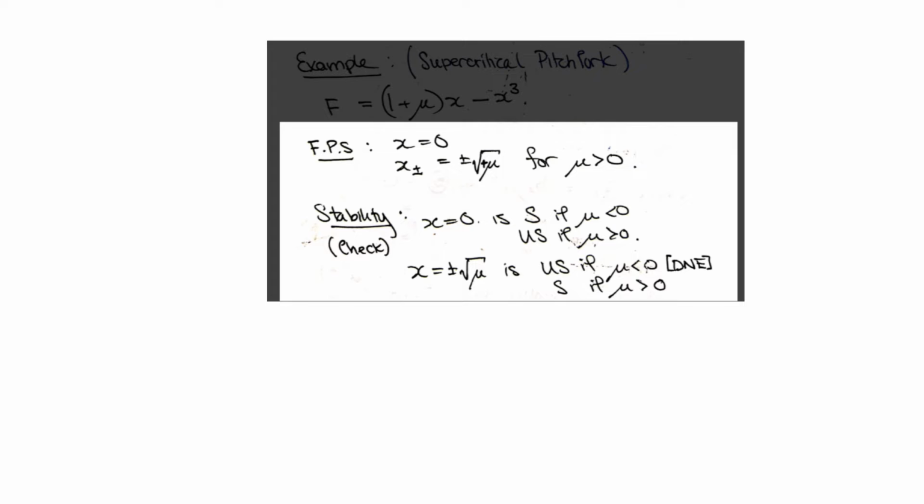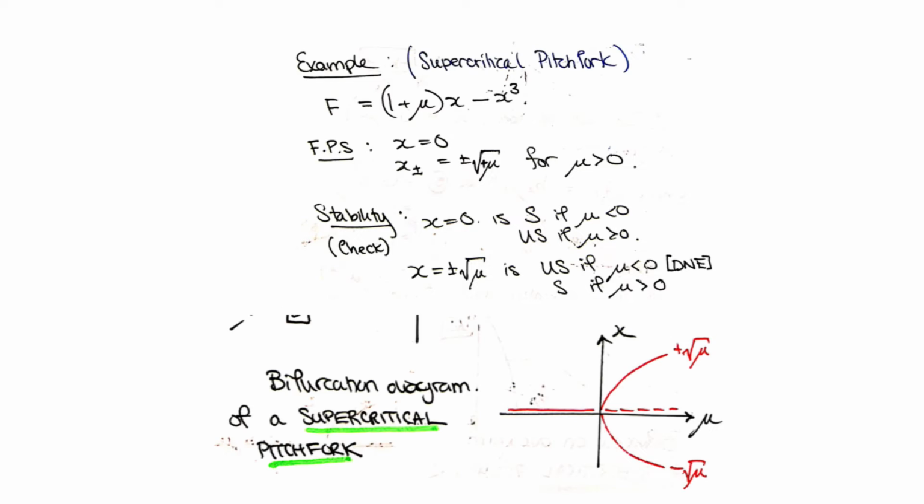Then, examining the stability, I quickly wrote that x equal to 0 was stable for mu less than 0 and unstable for mu greater than 0, while x equal to plus or minus square root of mu was stable for mu greater than 0. From here, you were largely able to make the bifurcation diagram. However, when you try and check stability, you'll find that it's not as simple as what we've written. This is a point of inaccuracy in my presentation.